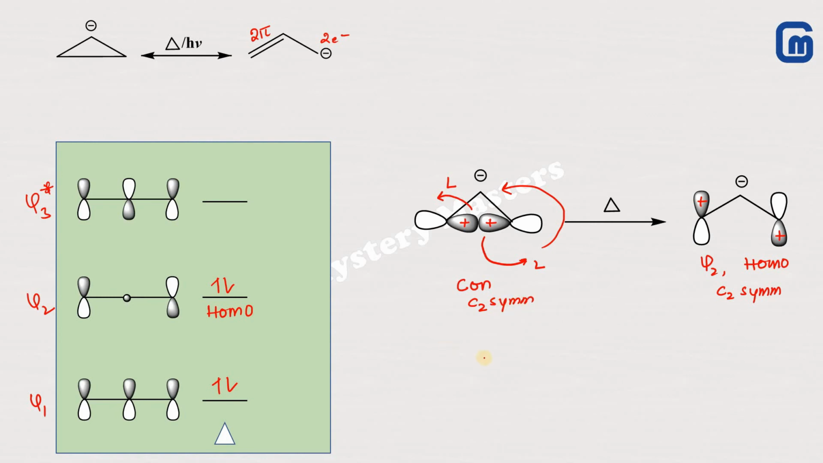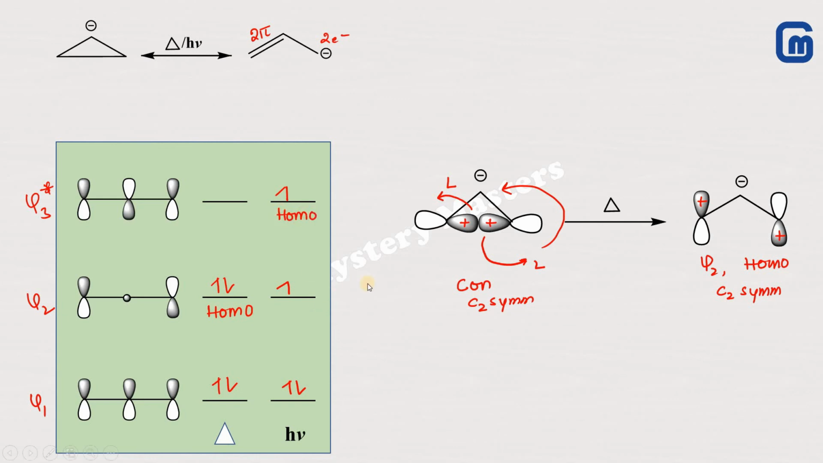Similarly, if I talk about the hν condition, in the hν condition we all know that irradiation of the molecule takes place and the electron from the outermost filled orbital gets excited to the next level, so that psi3 star will be our HOMO.